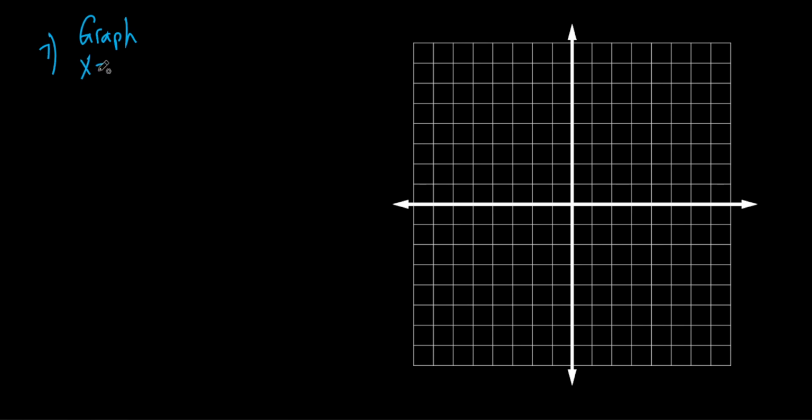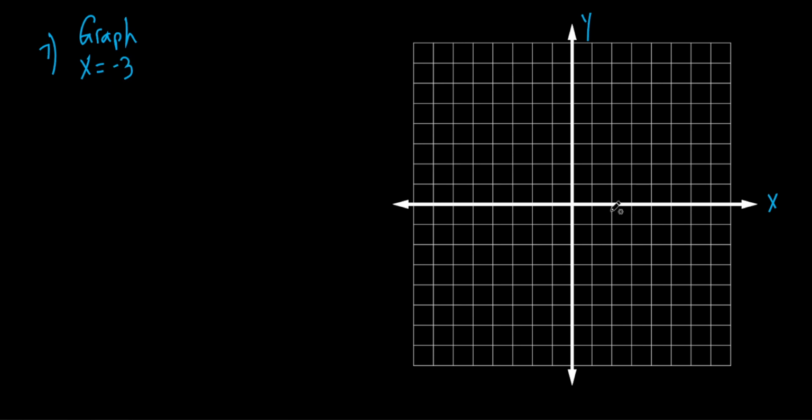So let's graph x equals -3. What kind of line is this? Remember, this is your x-axis, this is your y-axis. What kind of line is x equals a number? There's no y in there. It's a vertical line, okay?